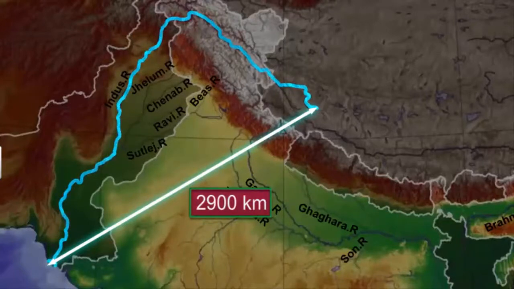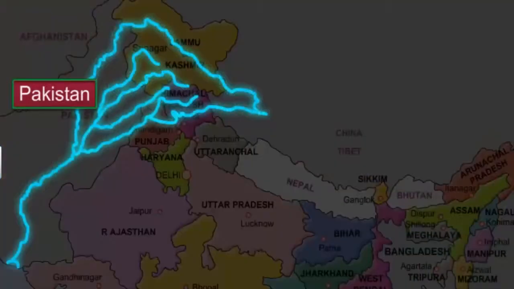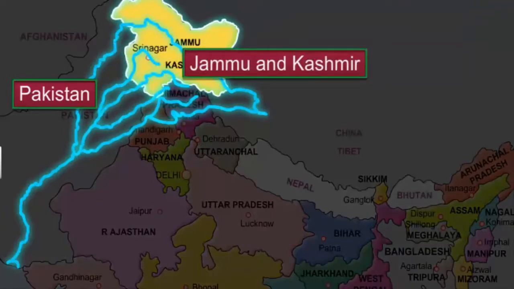Although largely in Pakistan, approximately 1/3 of the Indus River system is located in the Indian states of Jammu and Kashmir, Himachal Pradesh and Punjab.